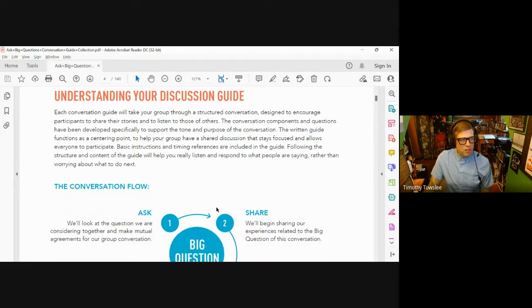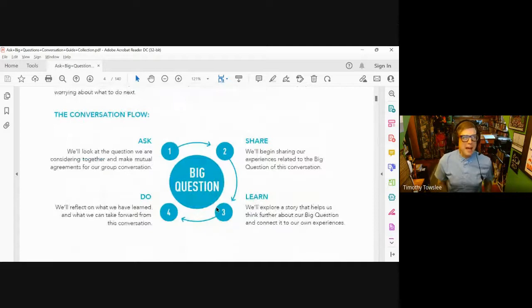But here's our conversation flow. First, we would ask the big question. We'd all look at the question that we're considering, and we'll come up with some mutual understandings of that, and then we would share our own experience with that. And I'll give you an example of what this looks like in just a second.